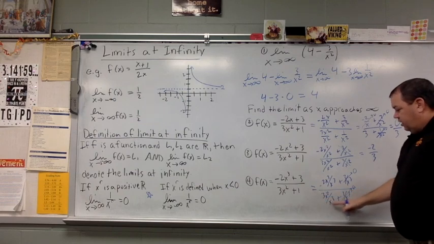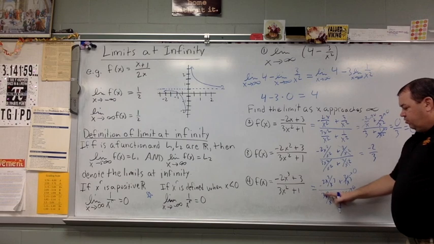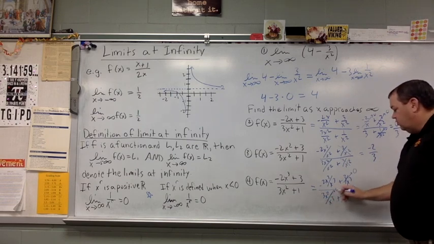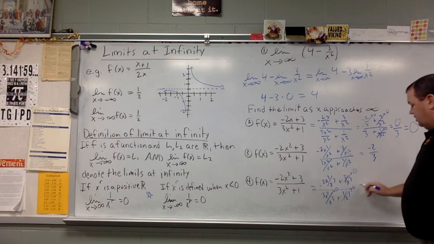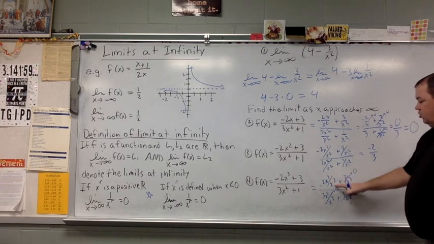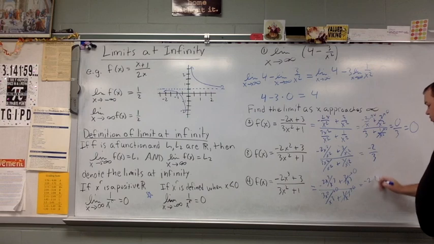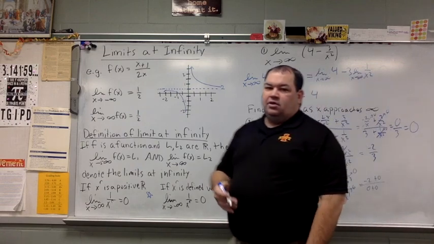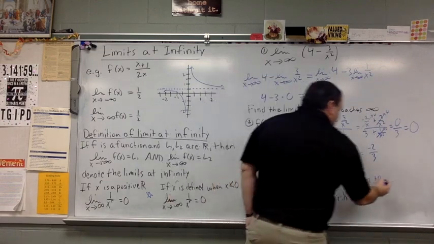Now, simplifying here, yes, I'm going to cancel a couple of them, but 3 over x is still going to go to 0. This is the only one that doesn't have anything going on. The x cubes cancel, and I get negative 2. But I run into kind of a new problem. Negative 2 plus 0 I can do, but 0 plus 0, I can't have a 0 on the bottom.